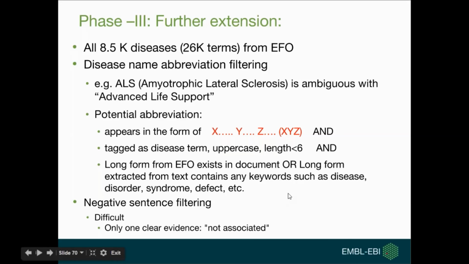In this phase, we also filter out sentences mentioning negative associations. Due to the complexity of natural language, it is difficult to develop such a filter. And the only clear evidence for us was the keyword "not associated". If a sentence contains "not associated", it's filtered out automatically.